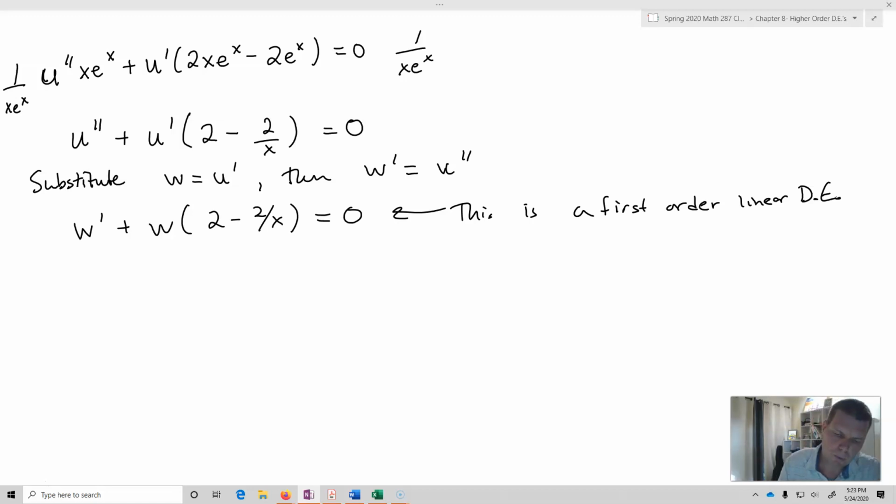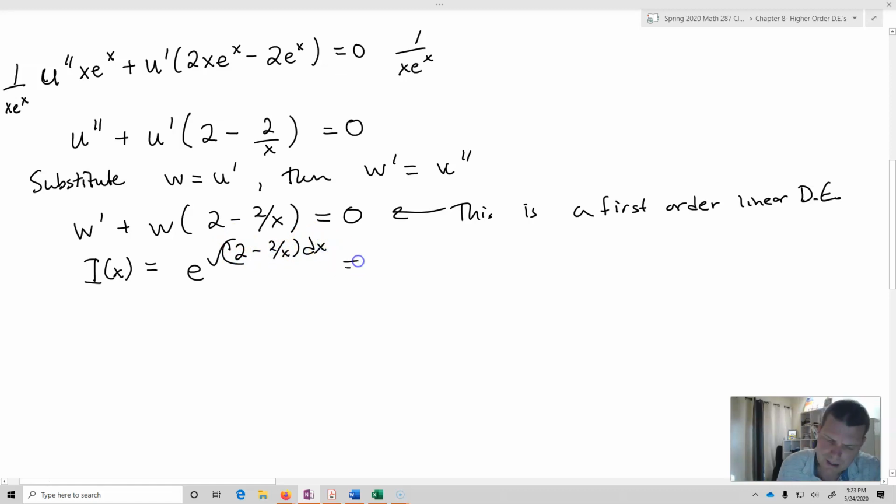So the integrating factor I of x is going to equal e to the integral of (2 minus 2 over x) dx. All right, remember that? This ends up equaling e to the 2x plus, and this will be ln x to the negative 2. So this is then going to equal x to the negative 2 e to the 2x.